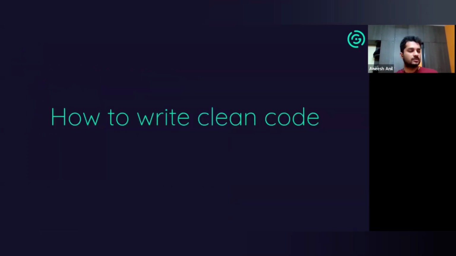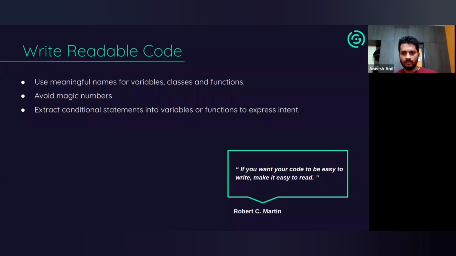So, coming to some pointers, I'd like to share some pointers that I personally use on how to write clean code. The first most obvious thing to do with clean code is to write readable code. What does that mean? Instead of giving your variables names like x, y, z, or class 1, class 2, you could give meaningful names to your classes, methods, and variables, which will convey the context and the expected behavior.